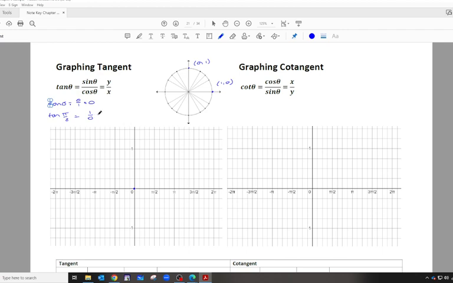And what do we do when a graph is undefined? We draw an asymptote for this one. So at pi by 2, we're going to have an asymptote. Then we're going to move to tan of pi, and we've got a point here, which is -1, 0. And again, it's y over x, so it's going to be 0 over -1, which is 0.